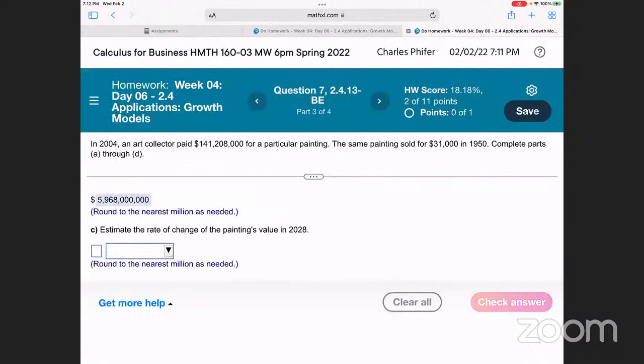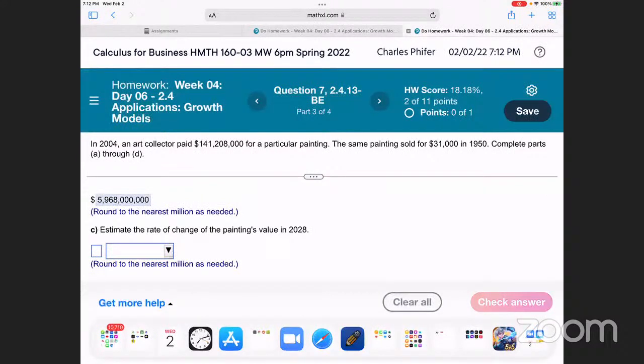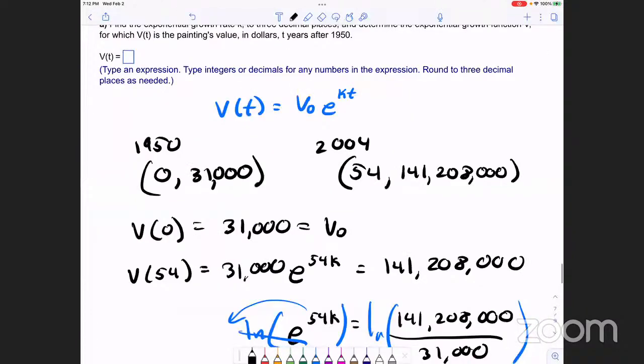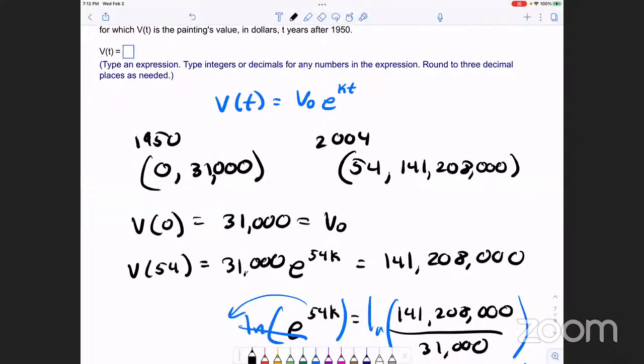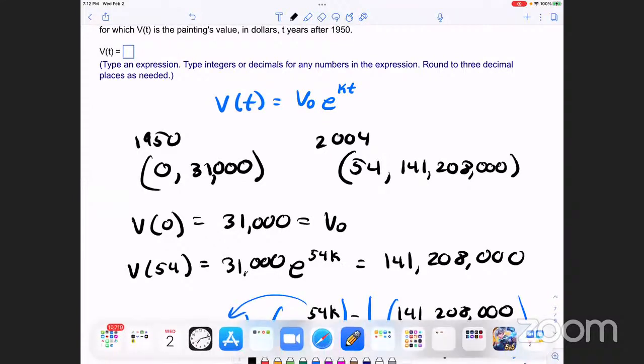Estimate the rate of change in 2028 to the nearest million. So the derivative, right? So for our function, we need to take the derivative. So the derivative of this is going to be what? Itself times that rate. So all we've got to do is basically take our previous answer and multiply by that rate, whatever the rate is, right? So that's what I'm gonna do.